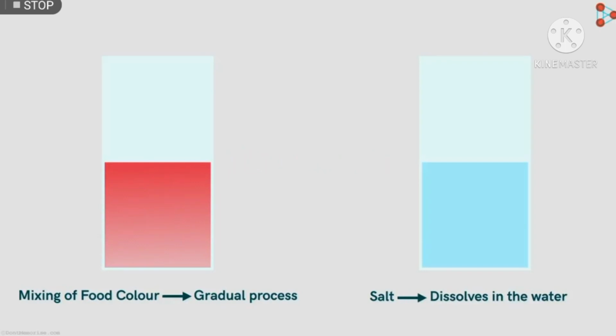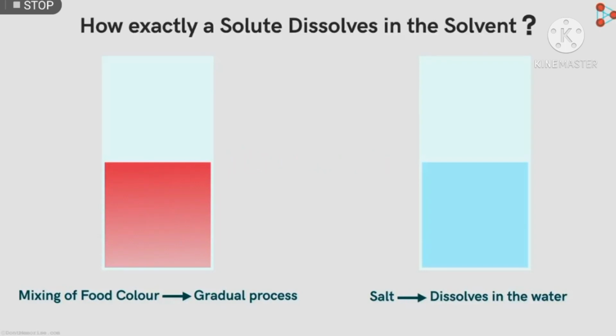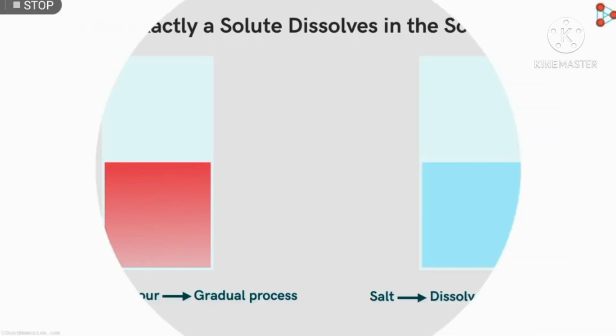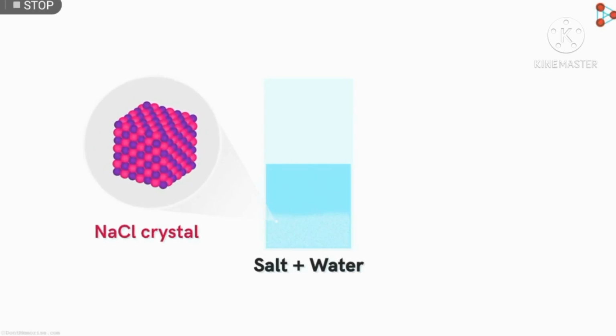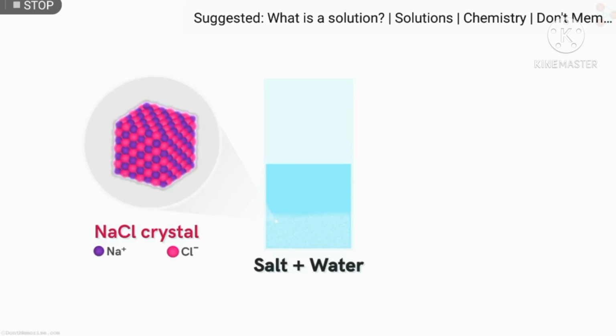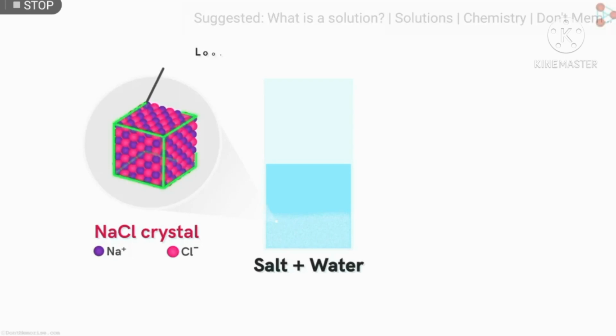Let's see in this video how exactly a solute dissolves in the solvent. Suppose we put salt in water. Now let's look at a crystal of salt dissolving in water. A salt crystal is made up of sodium and chloride ions that are arranged in a cubic lattice. In it, those ions that are at a corner or an edge are loosely held.